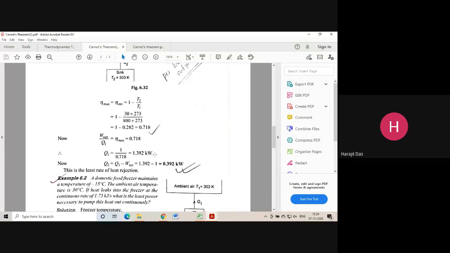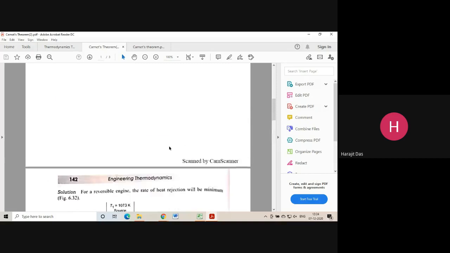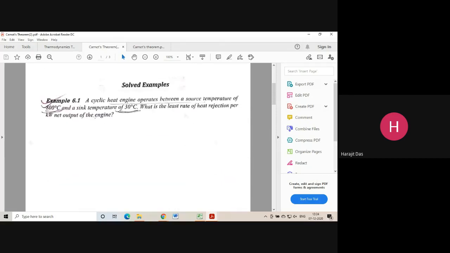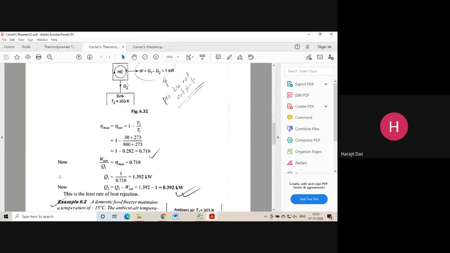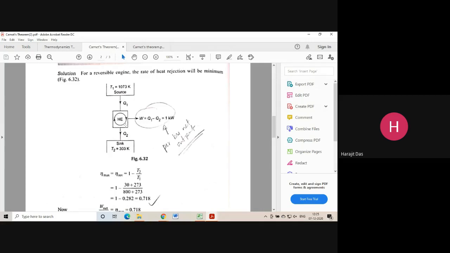But you are asked to find the minimum amount of heat rejected per kilowatt of the work output of the engine. So we need to find the heat rejection, that is Q2. Q1 minus Q2 is W, so you can find Q2. Q2 will be Q1 minus W net. Understood? So 1.392 minus 1, so 0.392 kilowatt will be the minimum amount of heat which is rejected to the sink by this heat engine. Understood?